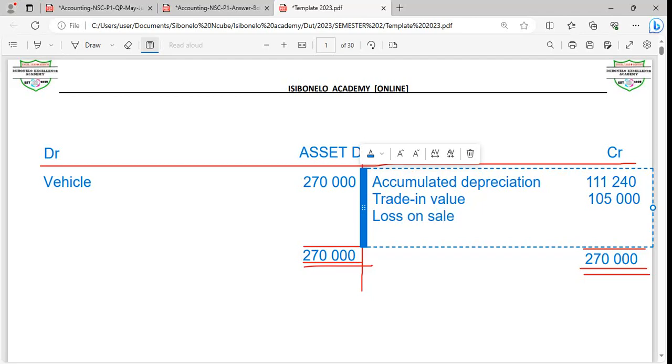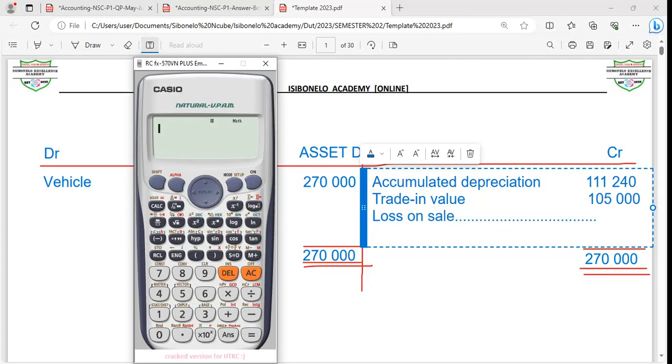So loss on sale of how much? Now we take the total. We're going to take the total of 270,111 240, subtract 105,000. So you just punch this in your calculator, and then the balancing figure will be a loss on sale.